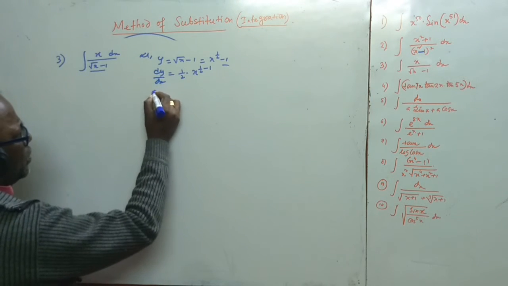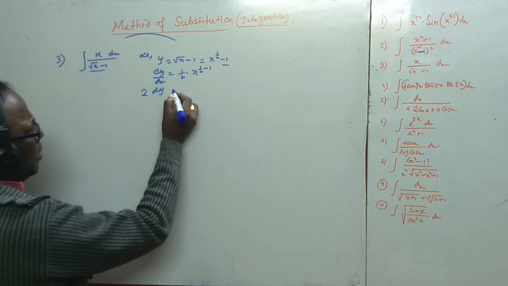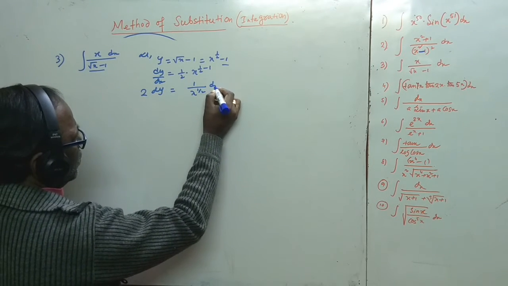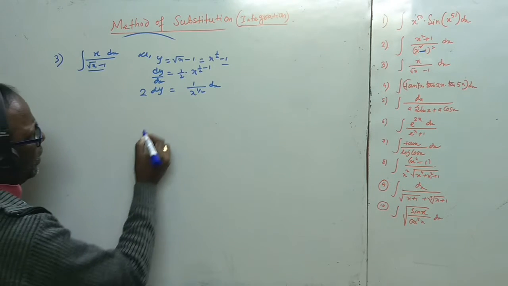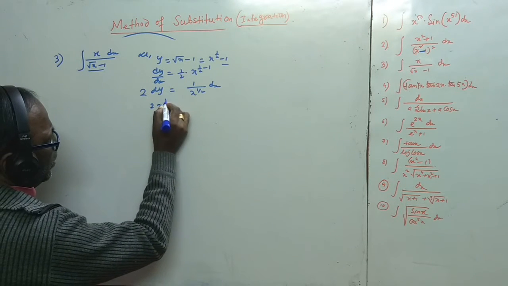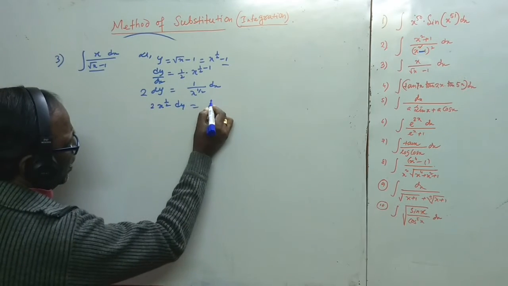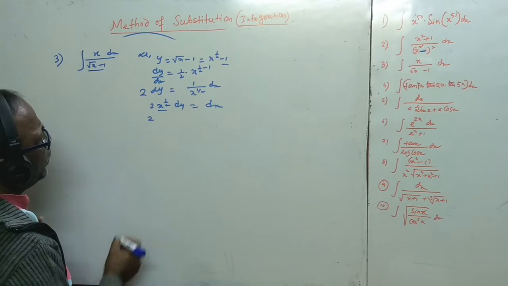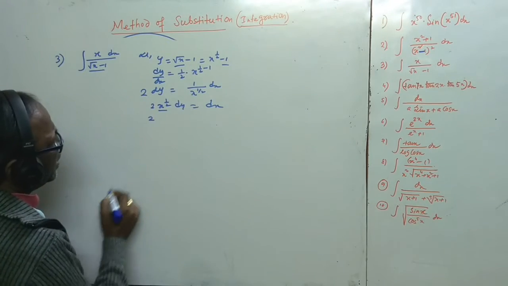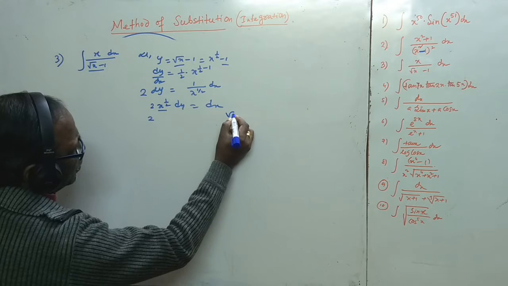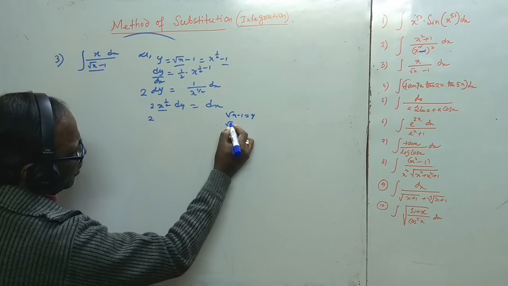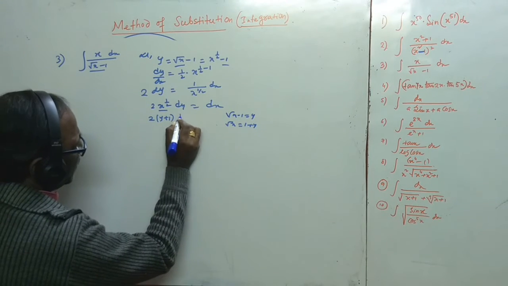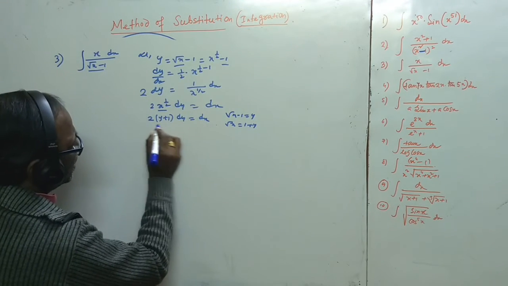Okay. So now this is dx. Again, 2 into x to the power half dy is dx. So this is equal to root x, and the value of root x here is, this is root x minus 1 equal to y. So root x is equal to 1 plus y. So 2 into 1 plus y dy, and this is dx.